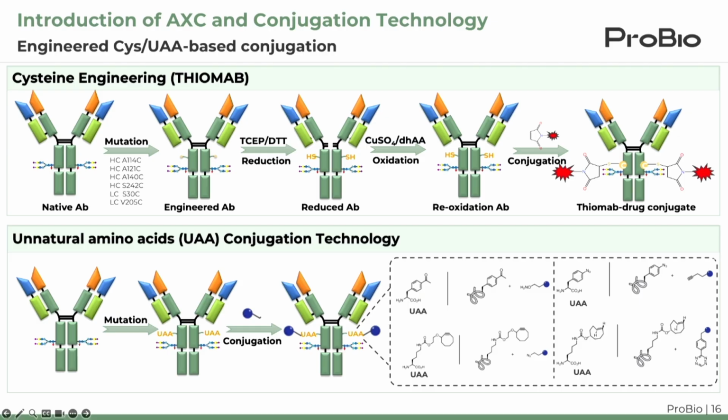The first step is a reduction step, basically utilizing a very strong reductant to disrupt all the interchain disulfide bonds, as well as uncap the engineered cysteine sites. The second step, after the buffer exchange, is the oxidation step, basically to introduce a mild oxidant to reform all the interchain disulfide bonds in the antibody.